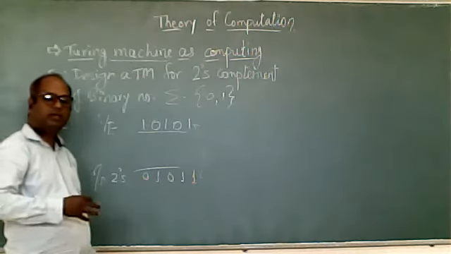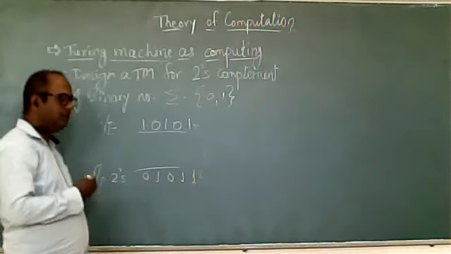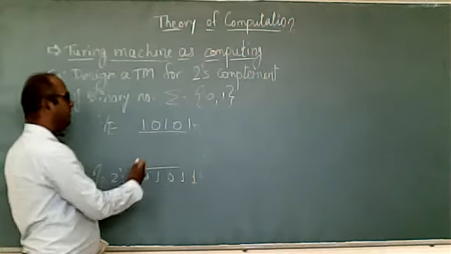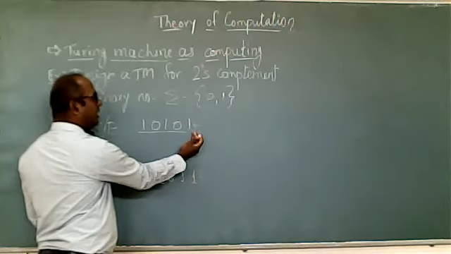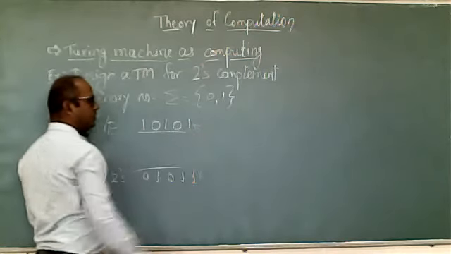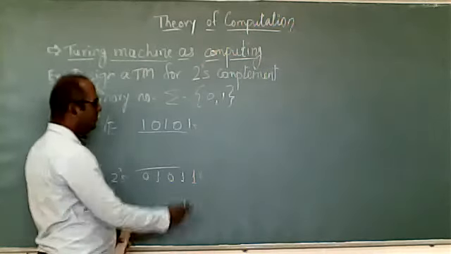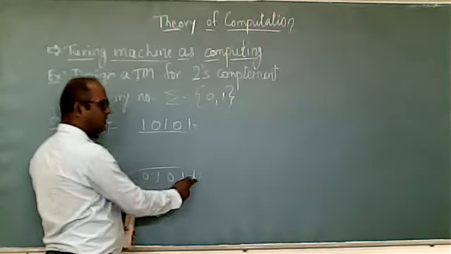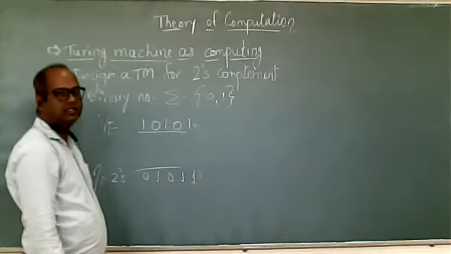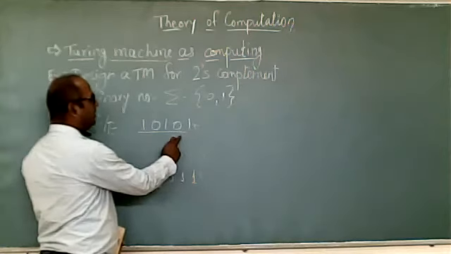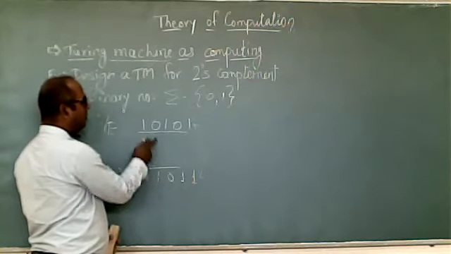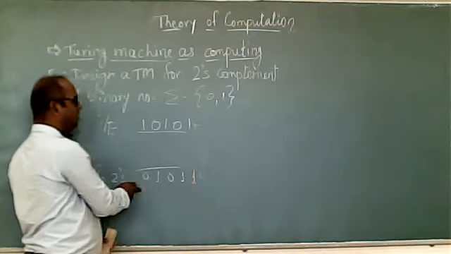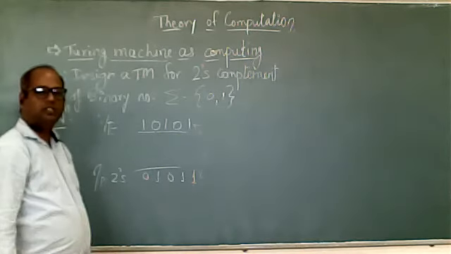So I am coming up with one logic. Start from the right hand side, whatever the number is. If I get 1, keep this 1 as it is. After that, complement whatever the input is. This is the simple logic.